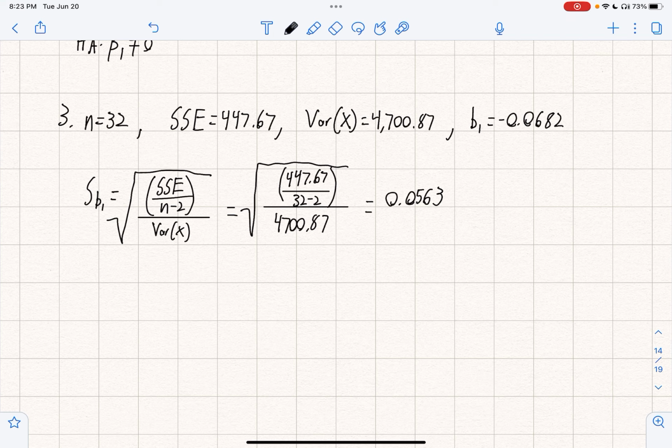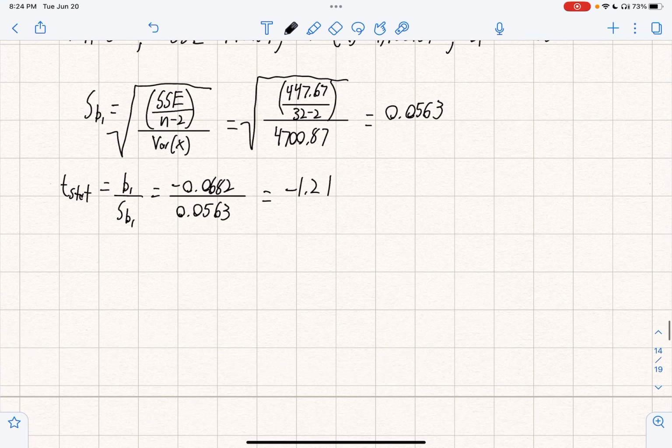Okay, so now we can calculate our test statistic. So T-stat, we said, is equal to B1 over SB1. So that'd be negative 0.0682, right? That was our slope coefficient from up here. And we divide that by our standard error, which we just calculated to be 0.0563. And if you calculate that, you get a negative 1.21.